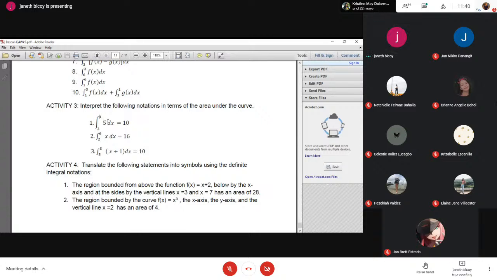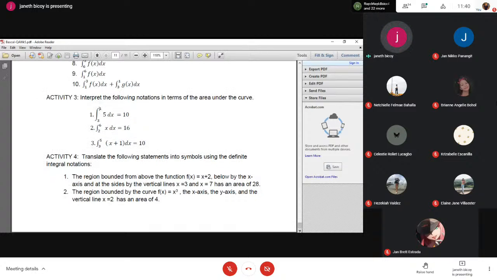Now again, how are we going to interpret? The area bounded above by the function f of x is equal to 5, above the x-axis, and the vertical lines x is equal to 3 and x is equal to 1 has an area equal to 10 square units. Take a rest for now.